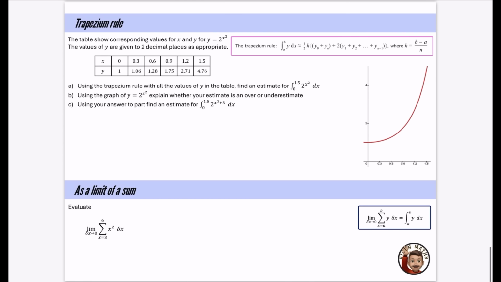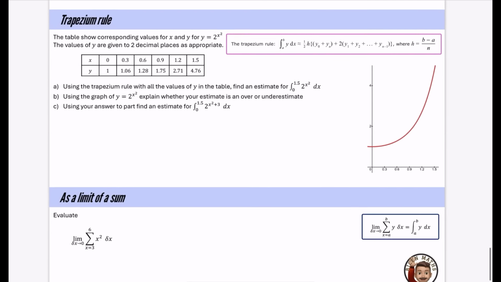We are so nearly there. We need to do the trapezium rule and our super easy one to finish up with, as a limit of a sum.